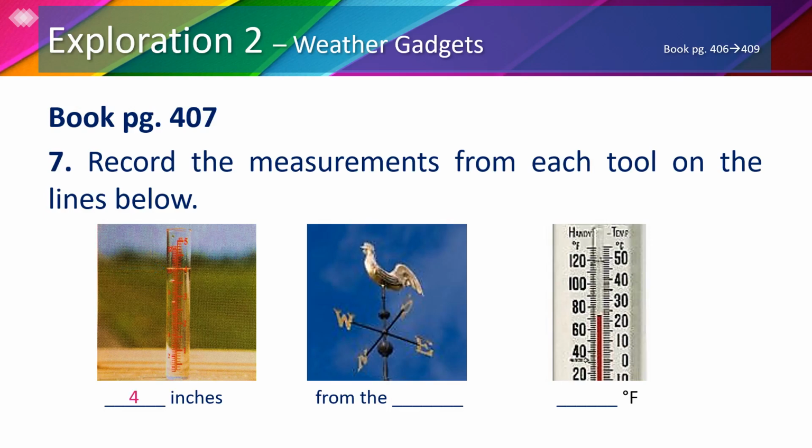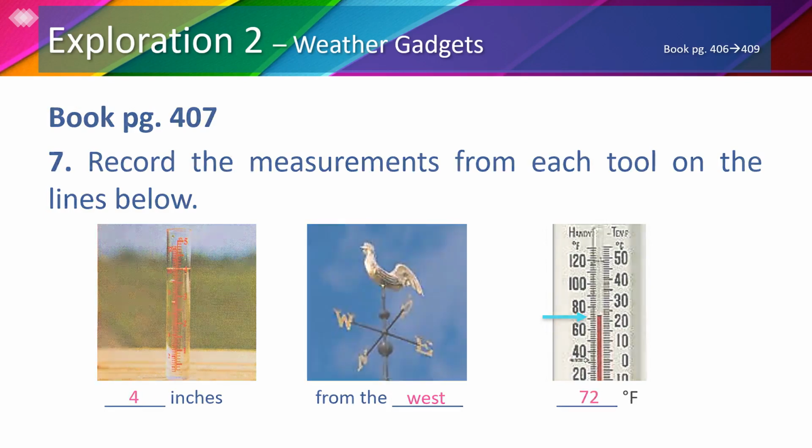In the next picture, we can see a wind vane. If we look at where the rooster is pointing, we can see that it is pointing towards the west. So this means that the wind is blowing from the west. And finally, we can see a thermometer. They want the reading in degrees Fahrenheit, so let's look on the left side of the thermometer. It reads about 72 degrees Fahrenheit.